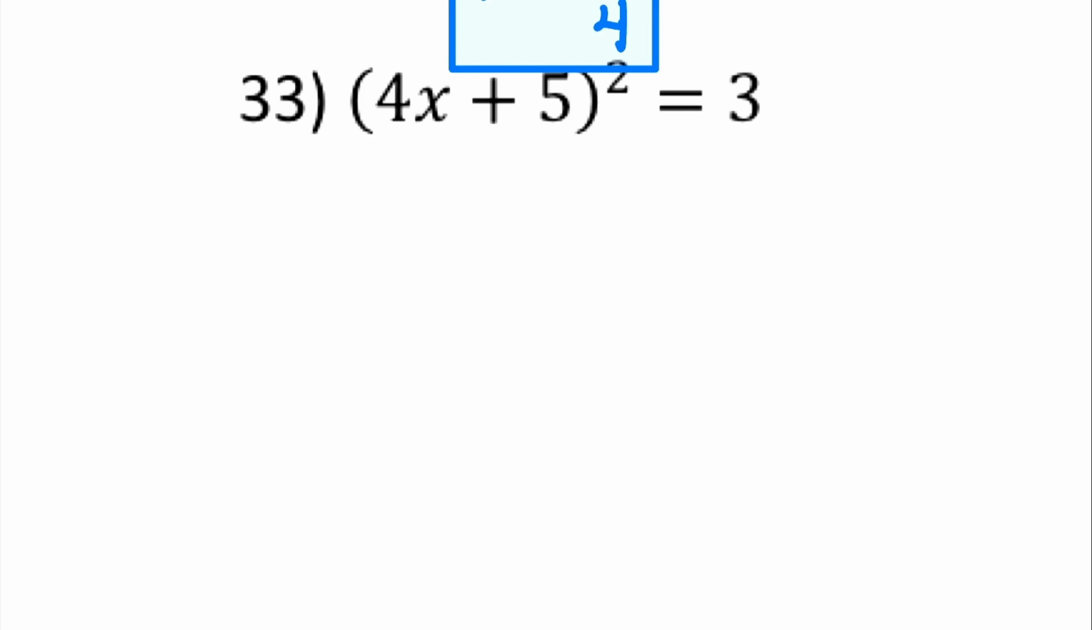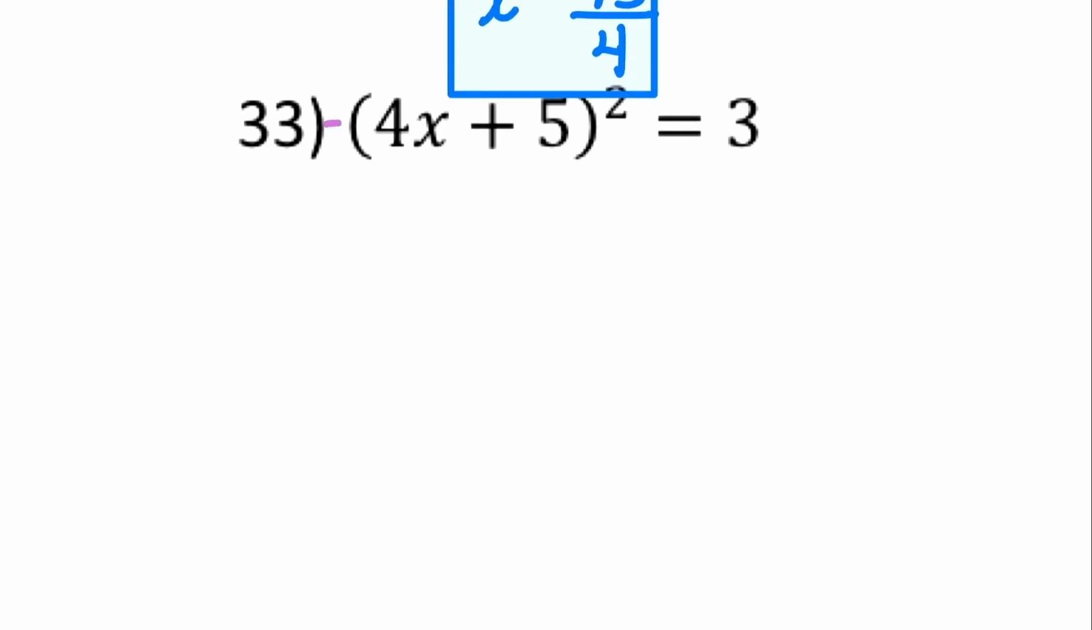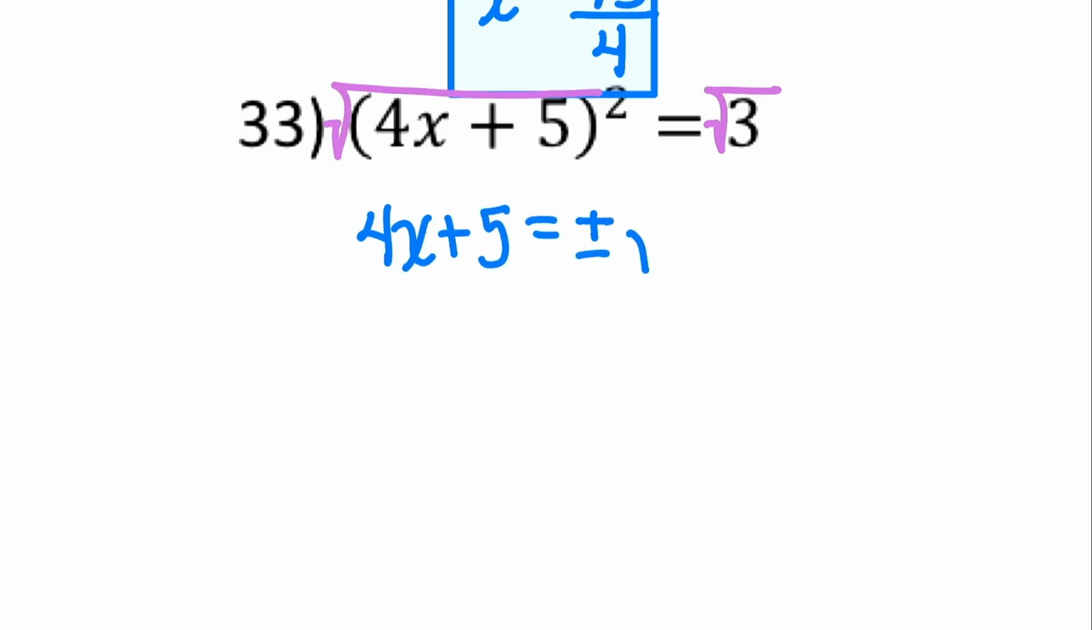So here we go. Similarly to problem number 31, where we had to square a square root, this time we are going to have to take the square root because we are starting off with a squared term. So what this problem is going to become is 4x plus 5 equals plus or minus the square root of 3. Anytime you take the square root, you want to make sure that you include your plus or minus.